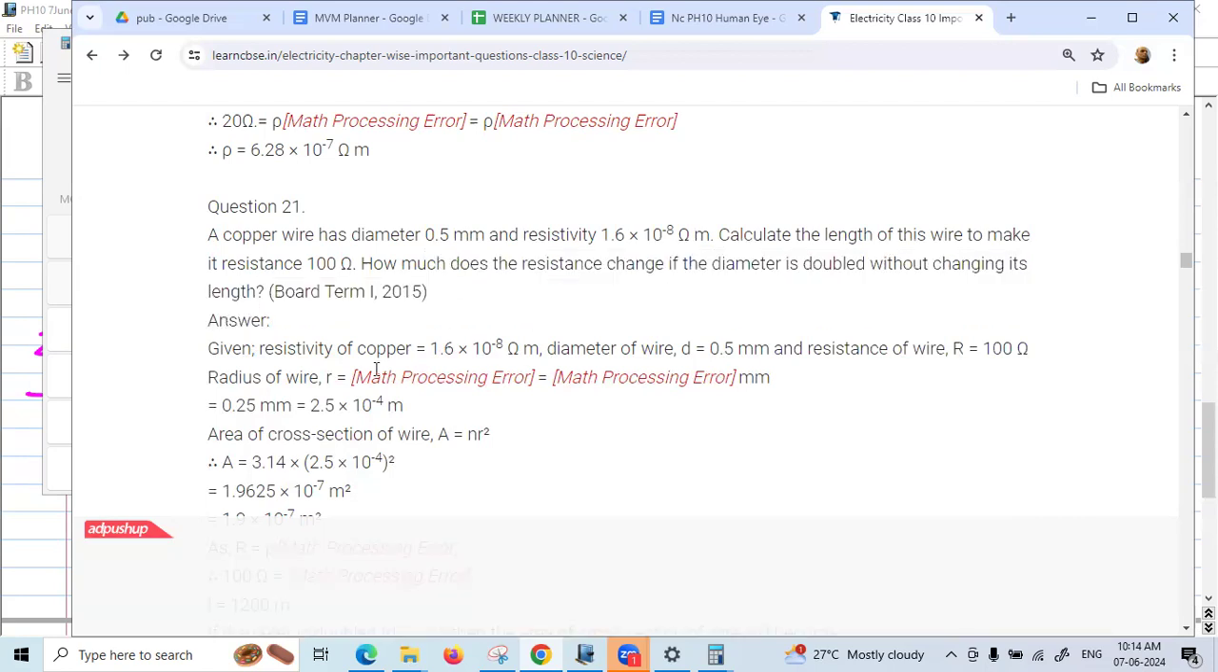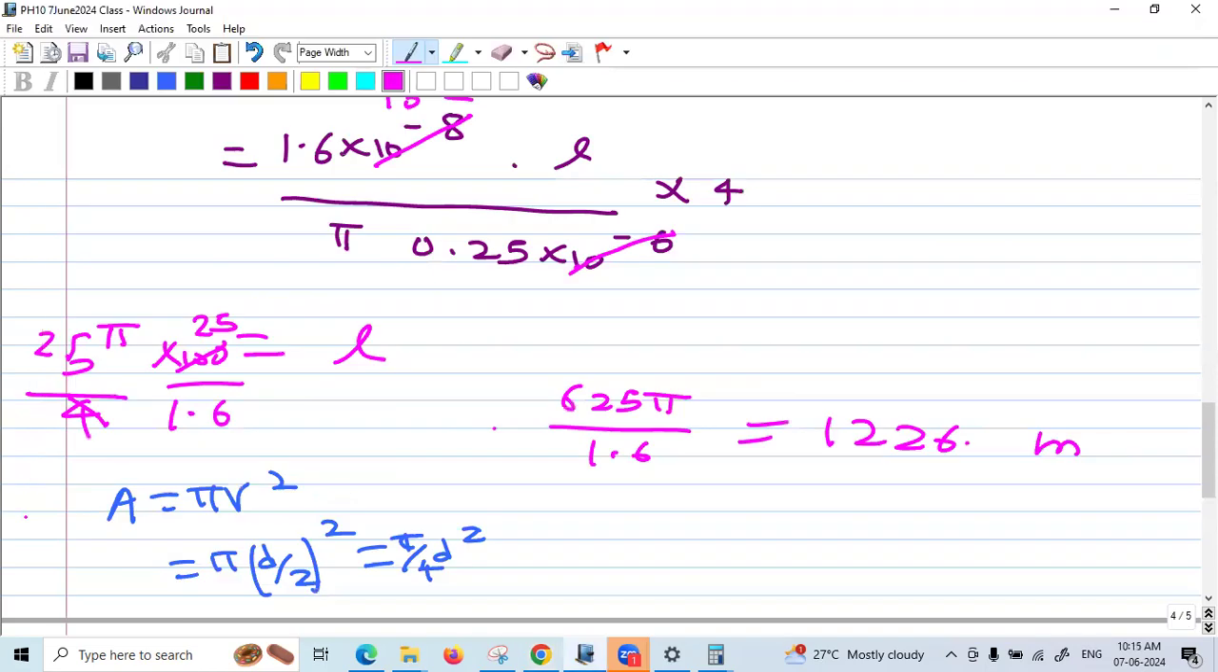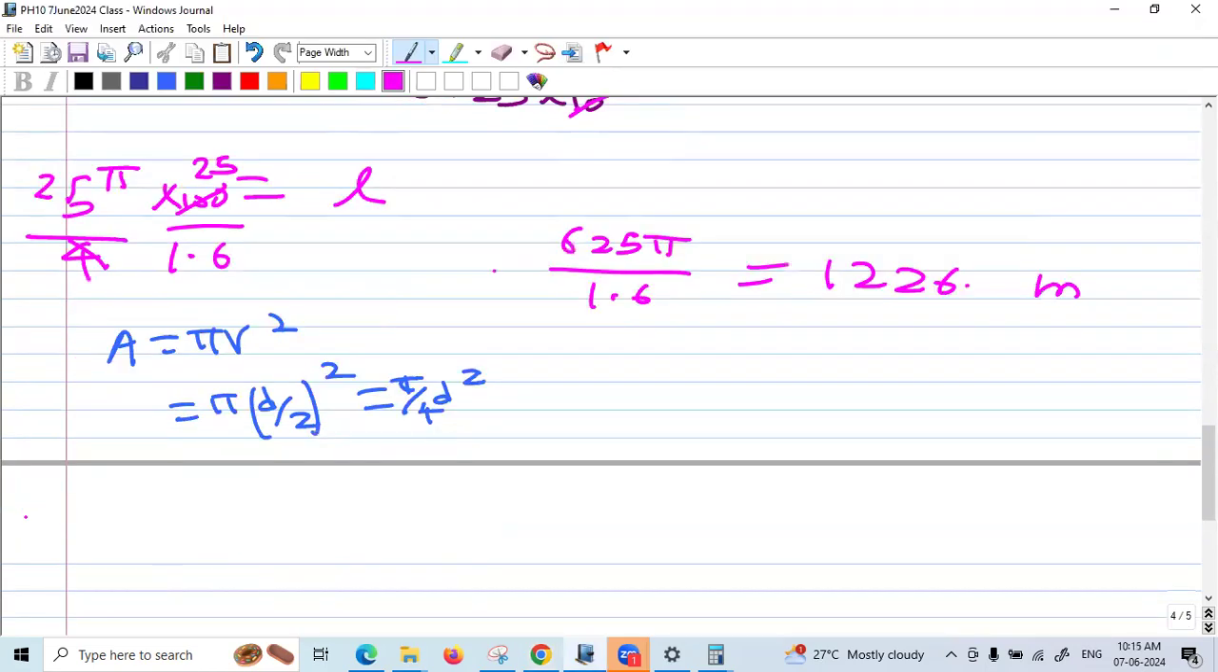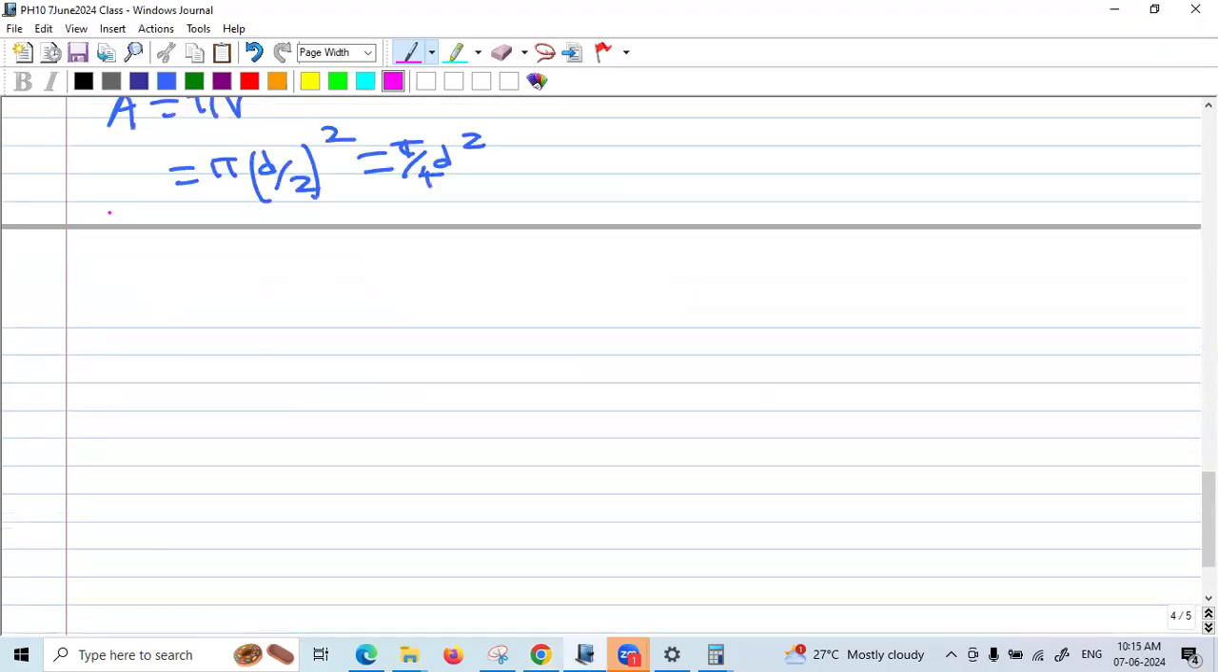In the second case, D is doubled, so the area will become 4 times. The area in the second case is pi by 4 D2 squared. Since the diameter is doubled, this is the same as 4 times the previous area. And the length is the same.